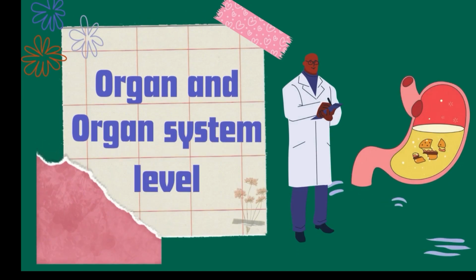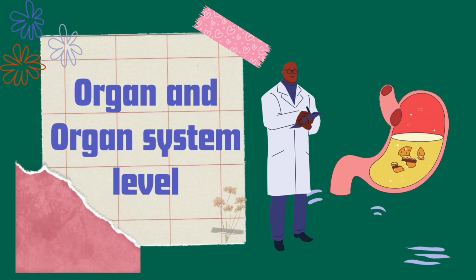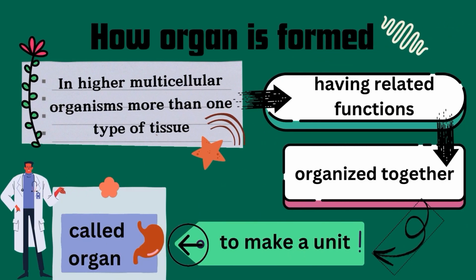Hello. Today we will talk about organ and organ system level. In our previous lecture we studied the tissue level. Let's talk about organ and organ system level in detail. Firstly, we will discuss about how organs are formed.